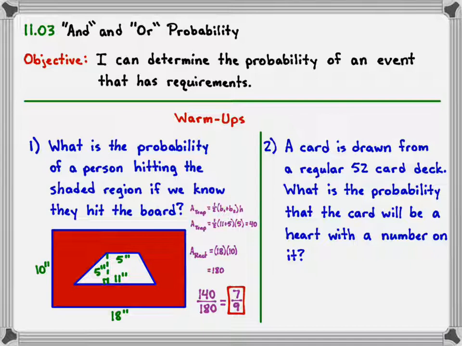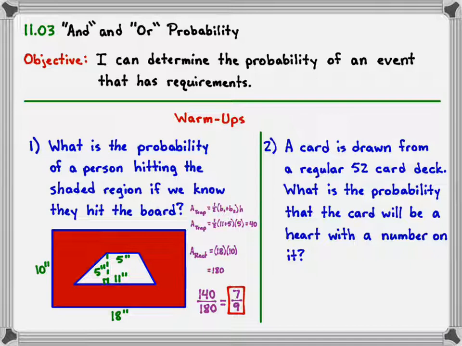Number 2 says a card is drawn from a regular 52 card deck. What is the probability that the card will be a heart with a number on it? First of all, there are a total of 13 hearts, because if there's 52 cards in the deck and 4 different suits, each suit has 13 cards. But within that suit of hearts, not all of them have numbers on them. Like the jack, the queen, and the king don't have numbers. But guess what? The ace doesn't have a number on it as well. A lot of times it accounts for the number 1, but it is not a number in and of itself.